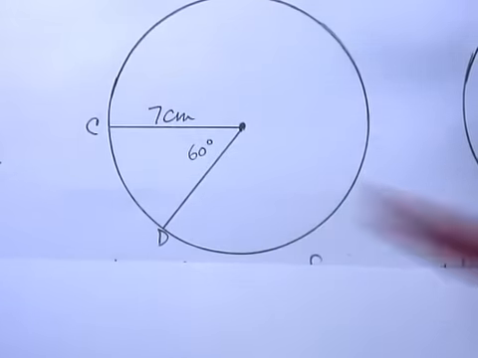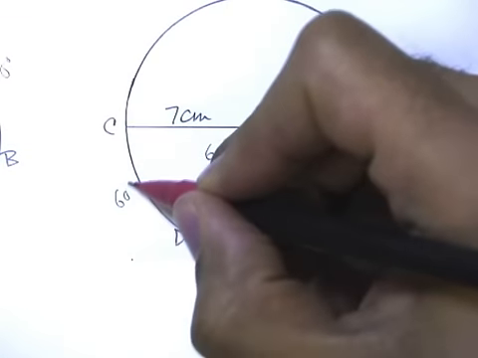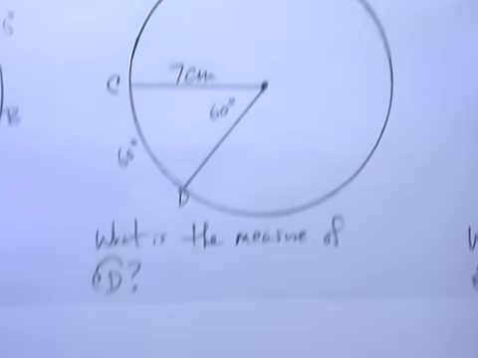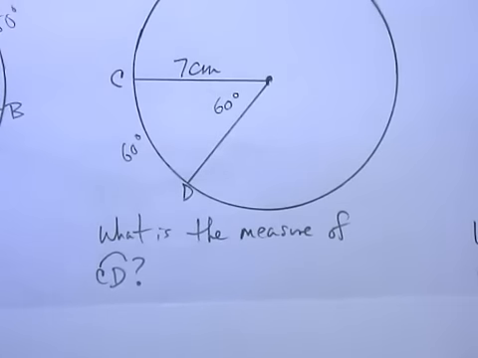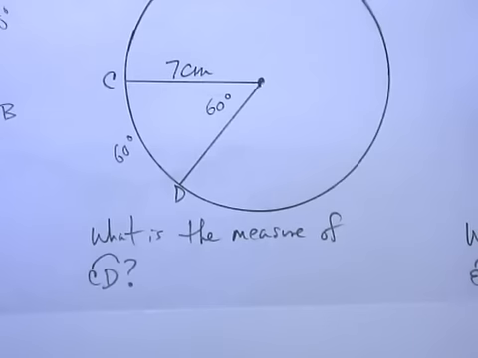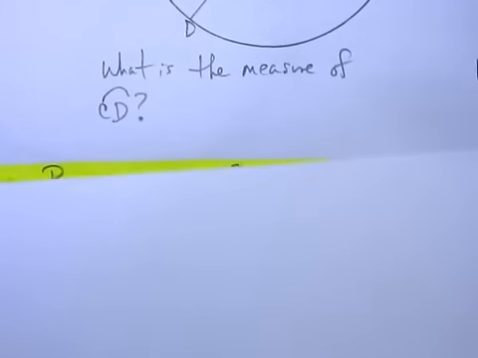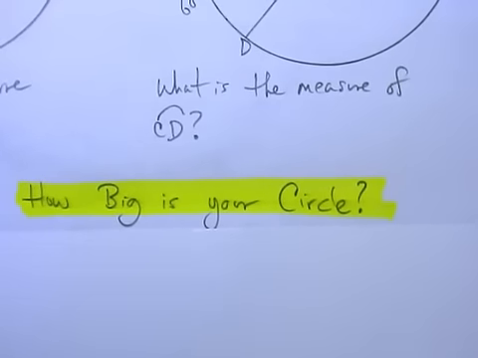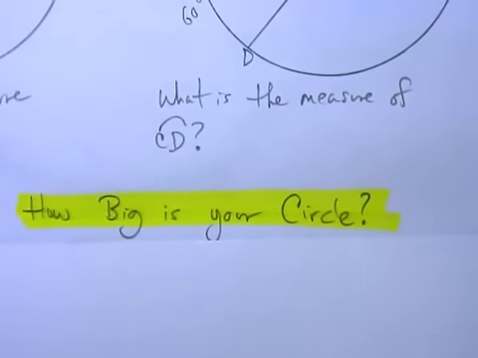Let's see if you can work some out on your own. Here I have a circle. The radius is 7 centimeters. The central angle is 60 degrees, which means that this arc here is also going to be 60 degrees. But what is the measure of arc CD? Take a minute to figure that out.